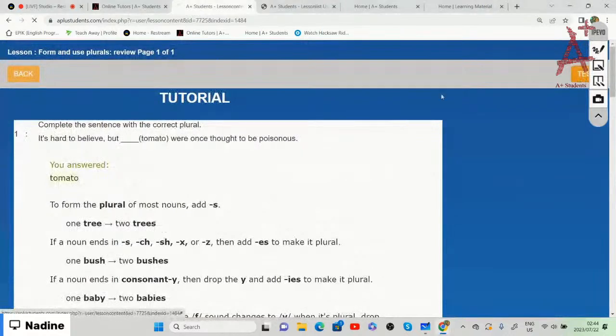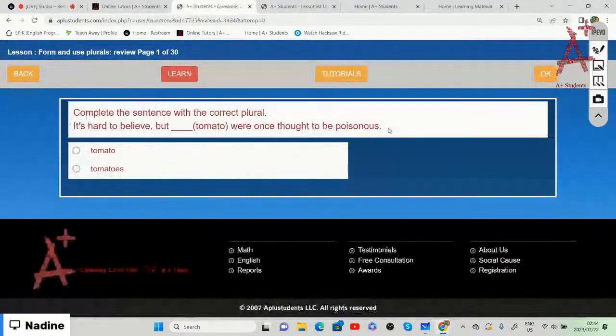All right, let's go to our test. It's hard to believe, but tomatoes were once thought to be poisonous. Is it tomato or tomatoes? Tomato or tomatoes? All right, so which means that it is tomatoes.